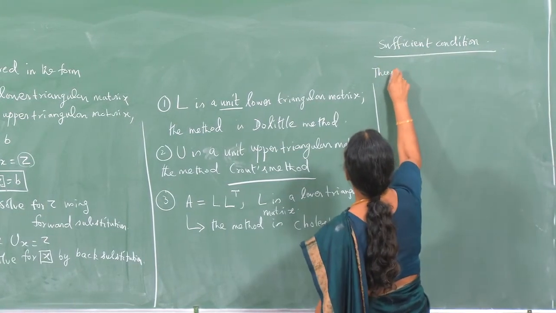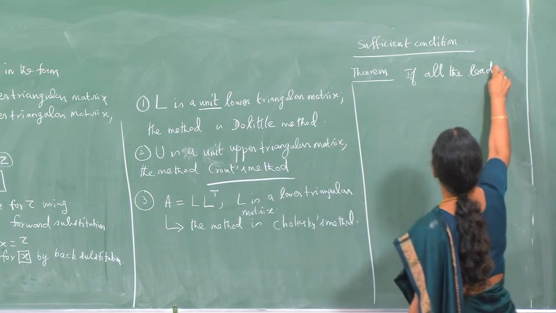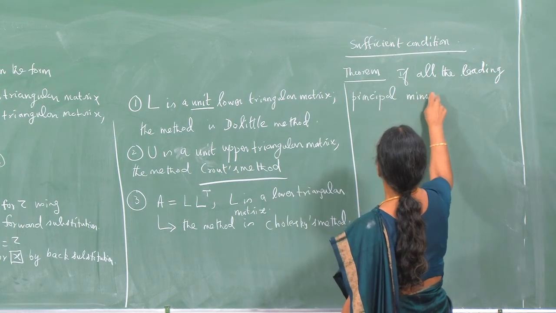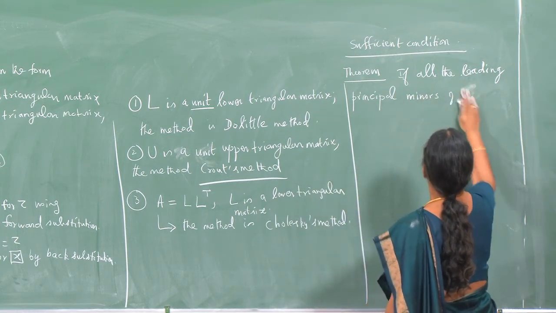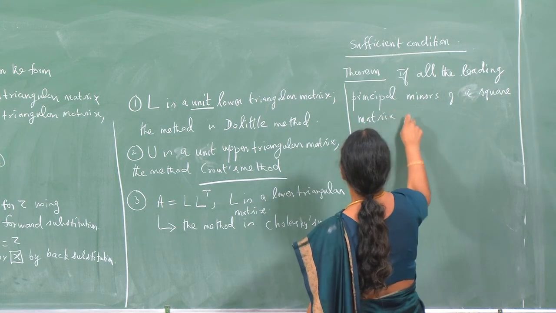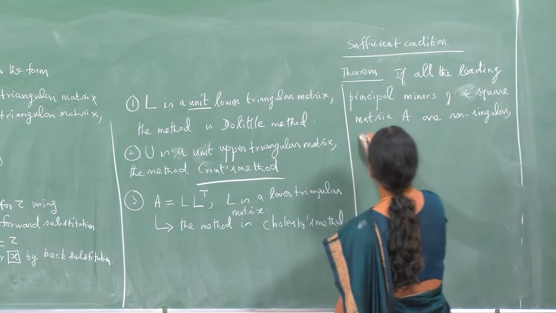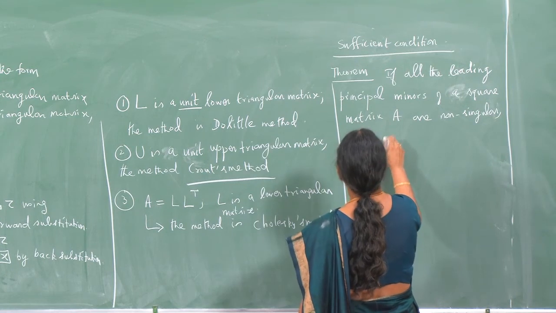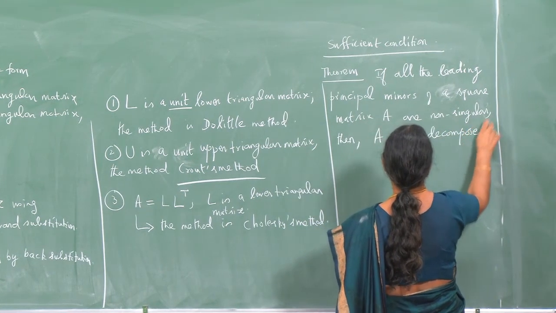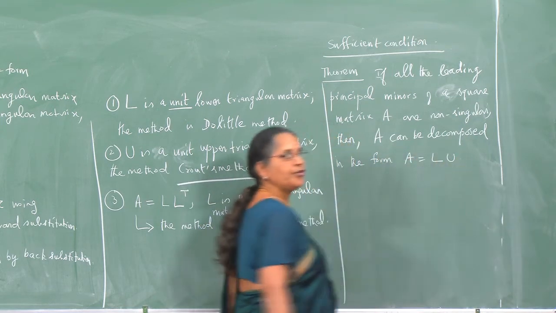It is given by the result that if all the leading principal minors of a square matrix A are non-singular, then A can be decomposed in the form A = LU.